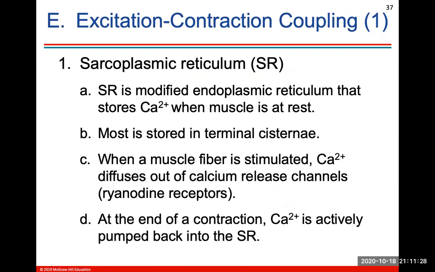The sarcoplasmic reticulum stores calcium when the muscle is at rest, and when a muscle fiber is stimulated, calcium gets released from the sarcoplasmic reticulum. At the end of contraction, calcium will be actively pumped back into the sarcoplasmic reticulum for further use.